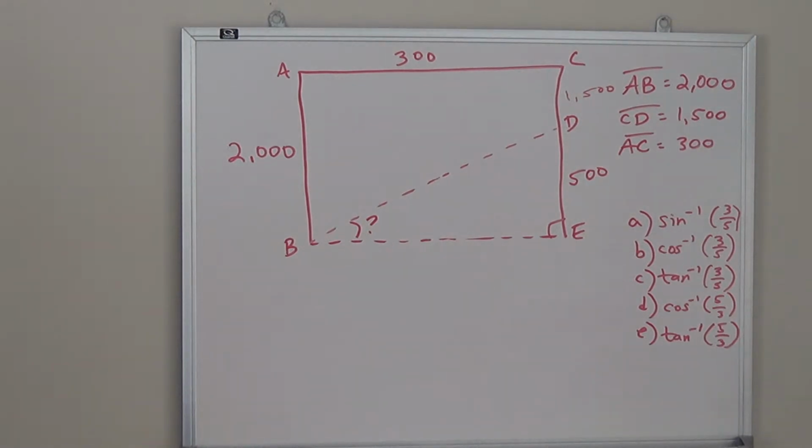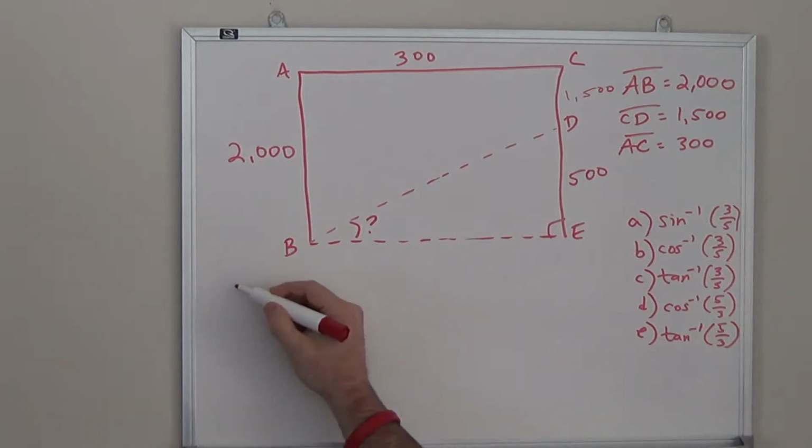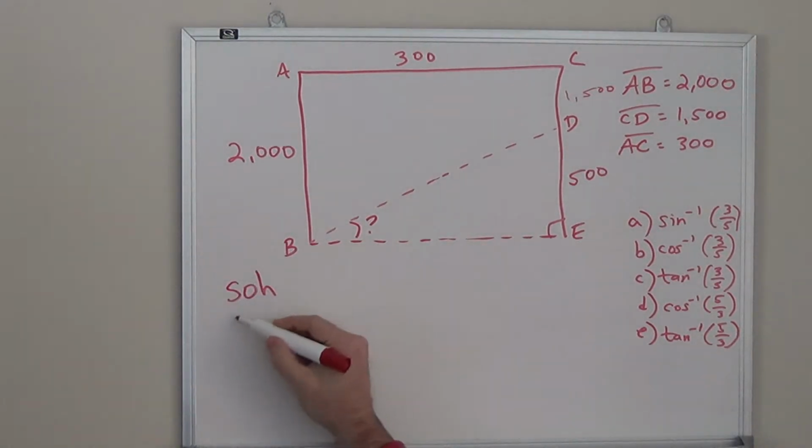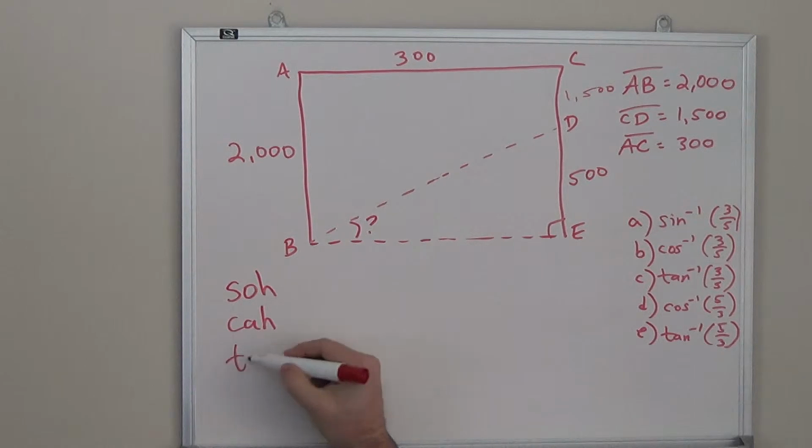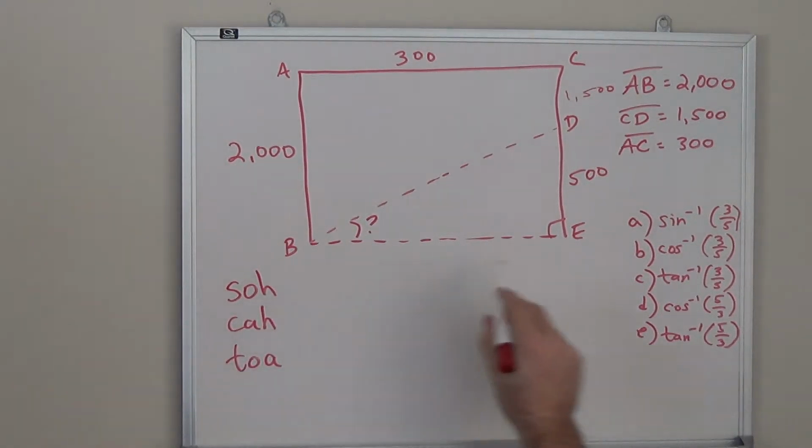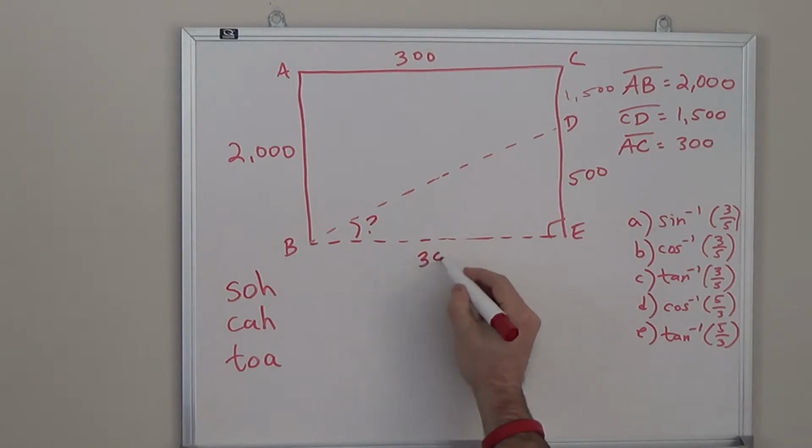Now, I think when you're stuck, you always just look at the answers and use them as your guide. It looks like we're going to have to do something with sine, cosine, or tangent, which should give us some reason to look at some SOHCAHTOA. And I'm also just going to fill in that this is 300.